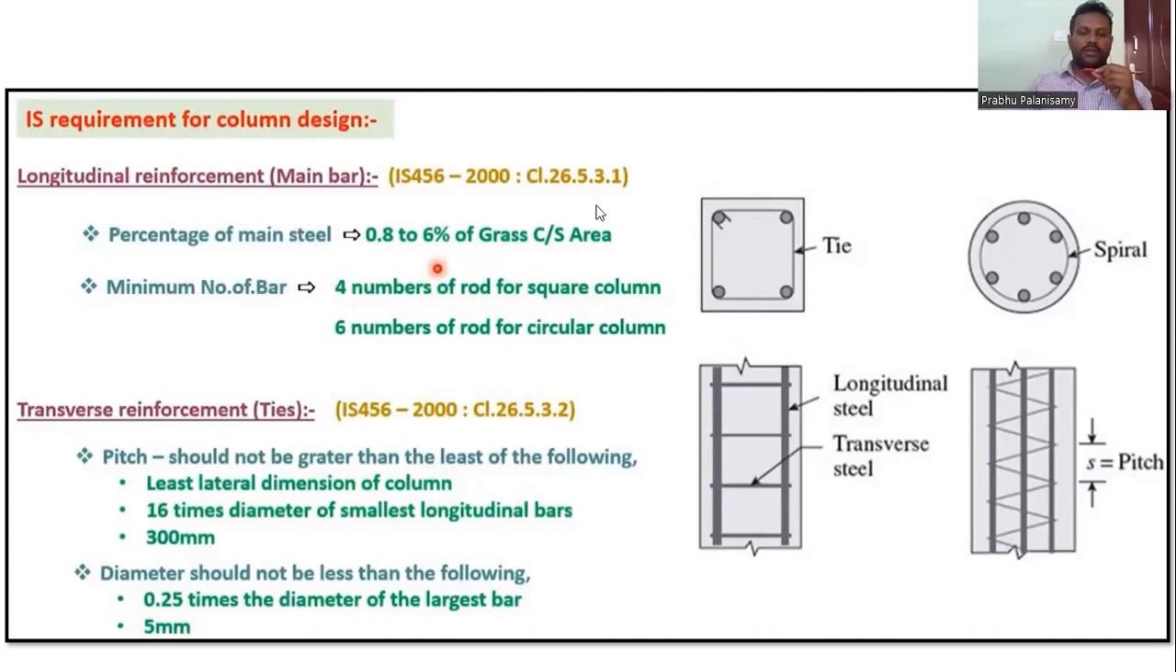These are some of the requirements for the longitudinal reinforcement bar, which should have a minimum percentage of 0.8% of gross sectional area, as per IS 456:2000, clause 26.5.3.1. The minimum number of bars is 4 for a square column and 6 for a circular column. For the transverse reinforcement, the pitch is the least lateral dimension of the column, or 16 times the bar diameter, or 300 mm. The diameter should be 0.25 times the bar diameter. These are some of the reinforcement requirements given in IS 456.